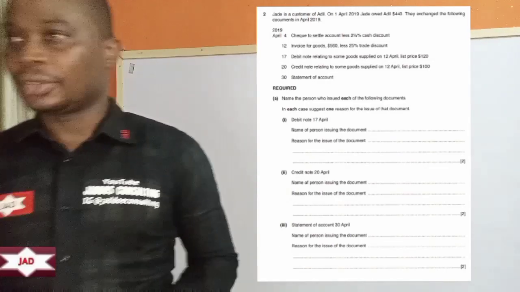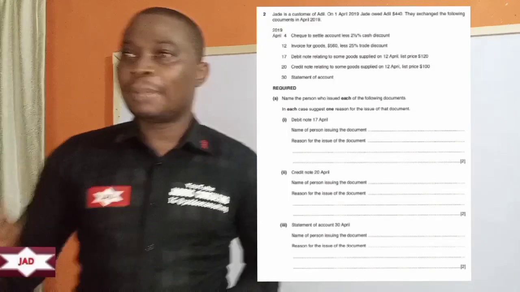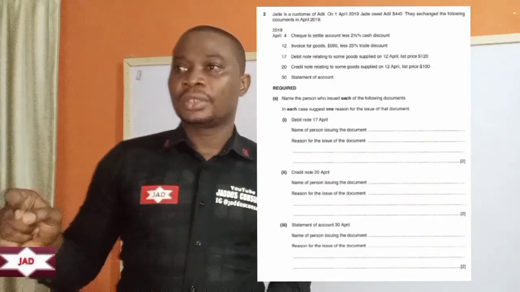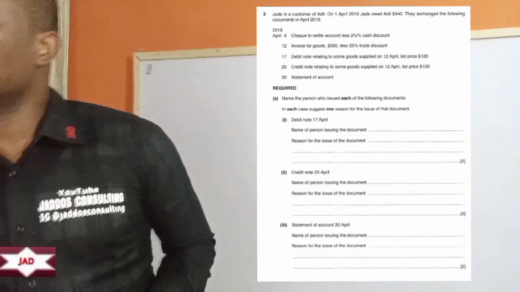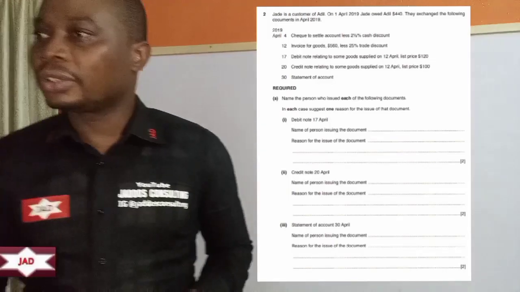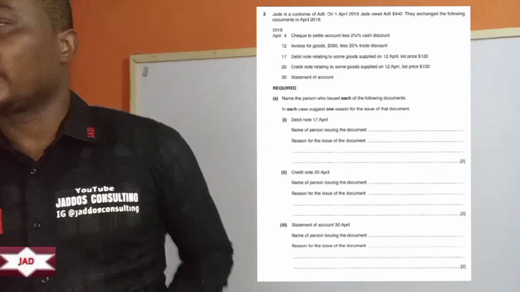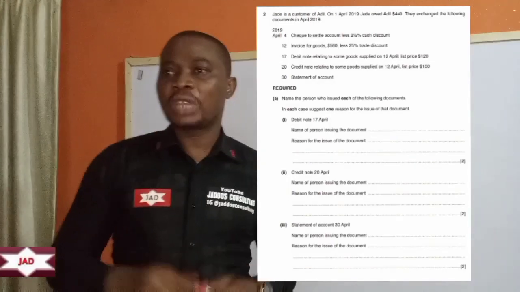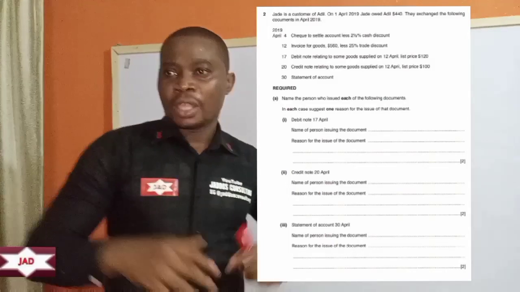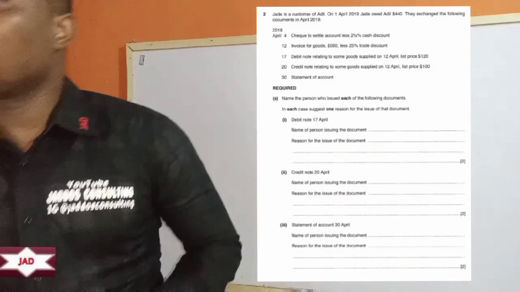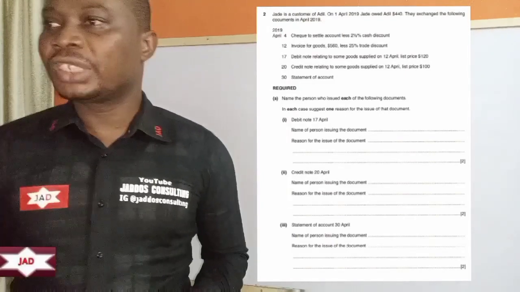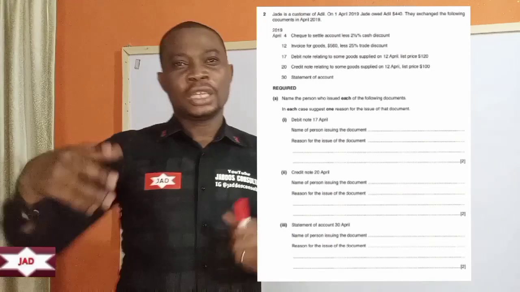25% trade discount. April 17, debit note relating to some goods supplied on 12th April. List price is $120. April 20th, credit note relating to some goods supplied on 12th April. List price is $100. Then April 30th, we have statement of account. So they say required. Name the person who issued each of the following documents. In each case, suggest one reason for the issue of that document.